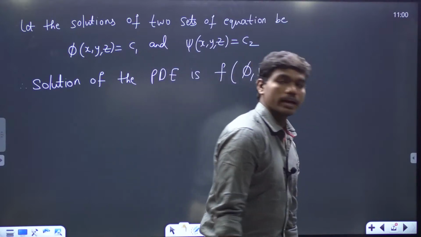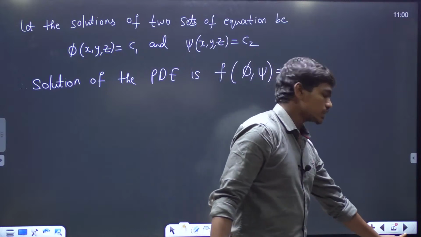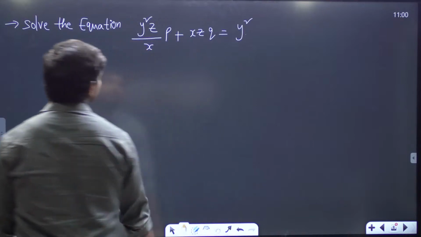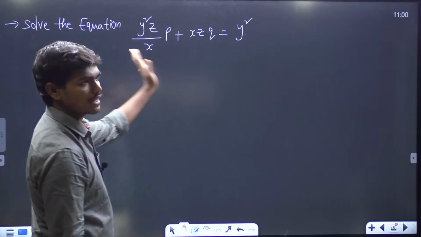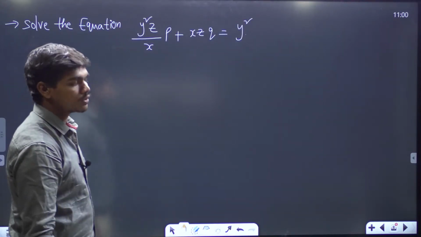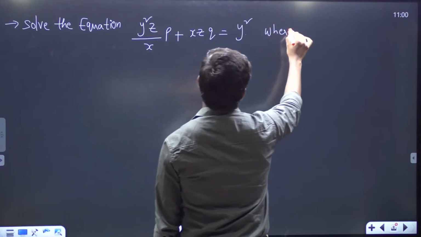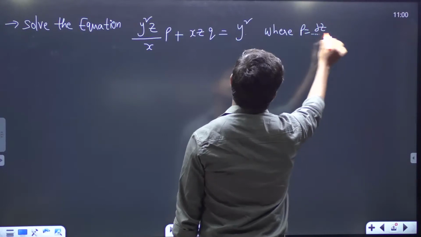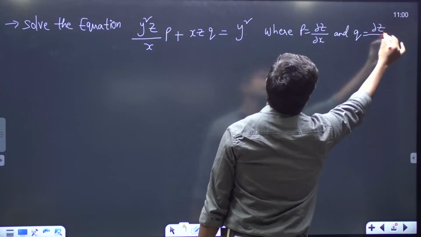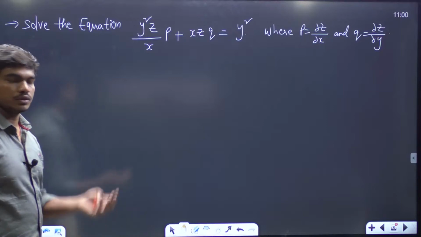So I would like to give you one example for this, and we'll move to the next form of first order differential equations. Before going further, let us try to solve this example. Since this is valid in general for 3 variables, I gave an example in 3 variables as well. y square z by x into p plus xz q is equal to y square, where p is equal to dou z by dou x and q is equal to dou z by dou y. So let us try to solve this using that particular procedure.